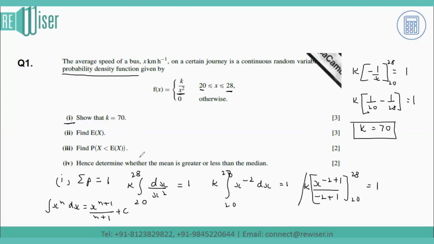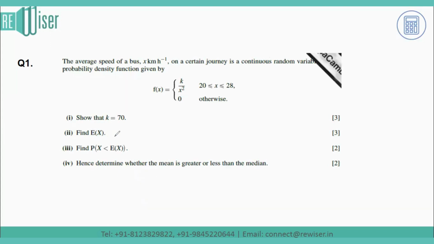Now, moving on to the second part of the question, it says find E(X). E(X) means the expected value, or even known as mean. To answer this, the PDF is given to us as the probability distribution function, from 20 to 28. The formula to get the mean or the expected value is the integral of x into f(x) dx, ranging over the given values. We know the value of k here, so we can put k as 70. The range of the function again starts from 20 and ends at 28.